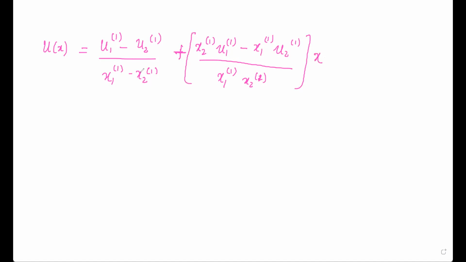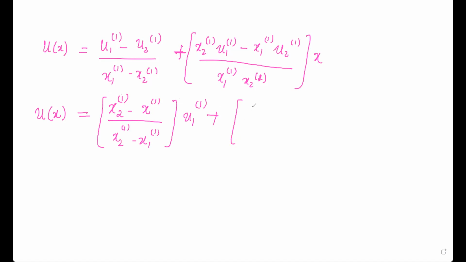So let's get these u1 terms on one side. You will write u as a function of x is equal to (x2 minus x for element 1), divided by (x2 minus x1 for element 1), times u1 for element 1, plus (x minus x1 for element 1), divided by (x2 minus x1 for element 1), times u2 for element 1.